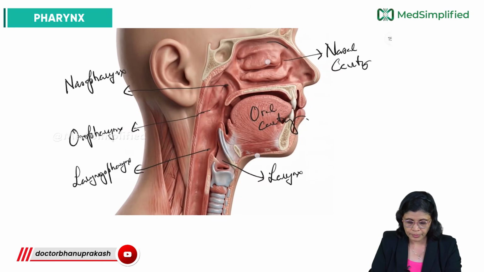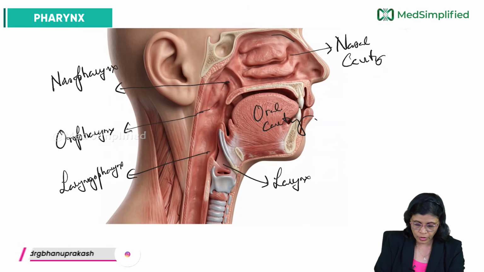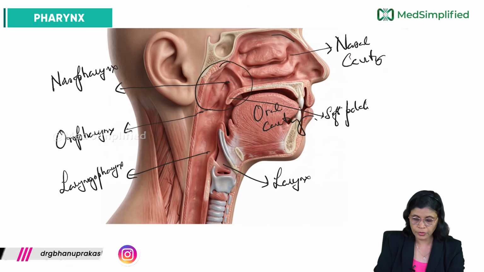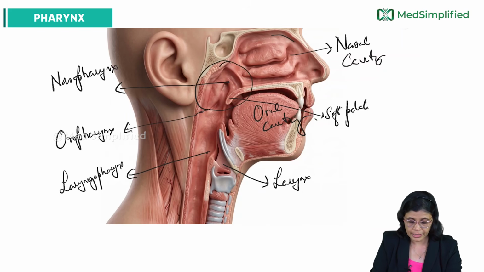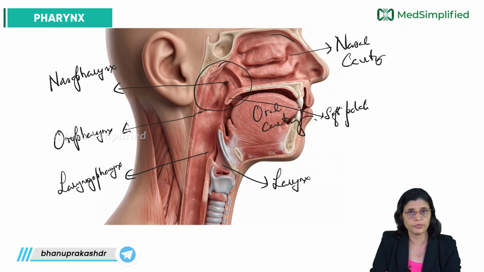So briefly about the boundaries here. The nasopharynx is situated behind the nasal cavity, and above this is the soft palate. Here we have the soft palate. This portion is the nasopharynx. I will tell the boundaries of the nasopharynx again. Before that, let's finish with the oropharynx and laryngopharynx. Then we'll go to the nasopharynx, because the nasopharynx has many important features which are important for the exams.